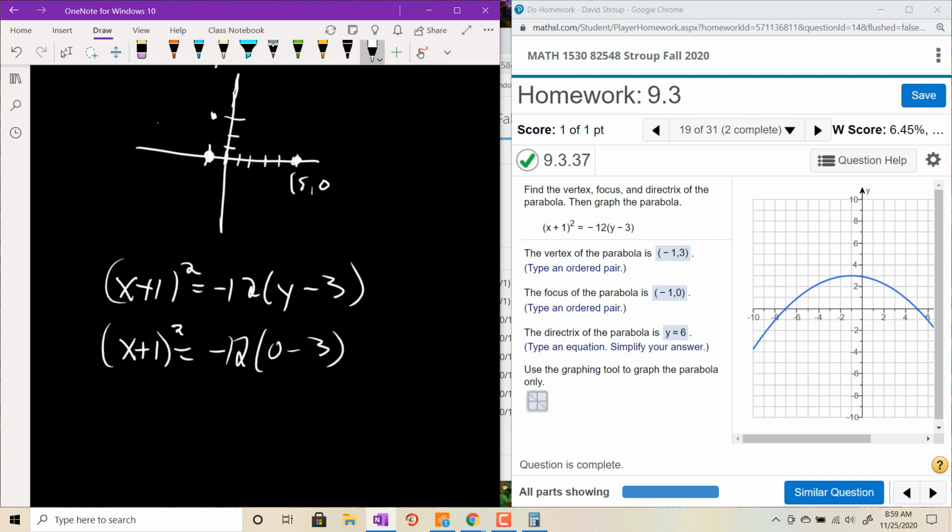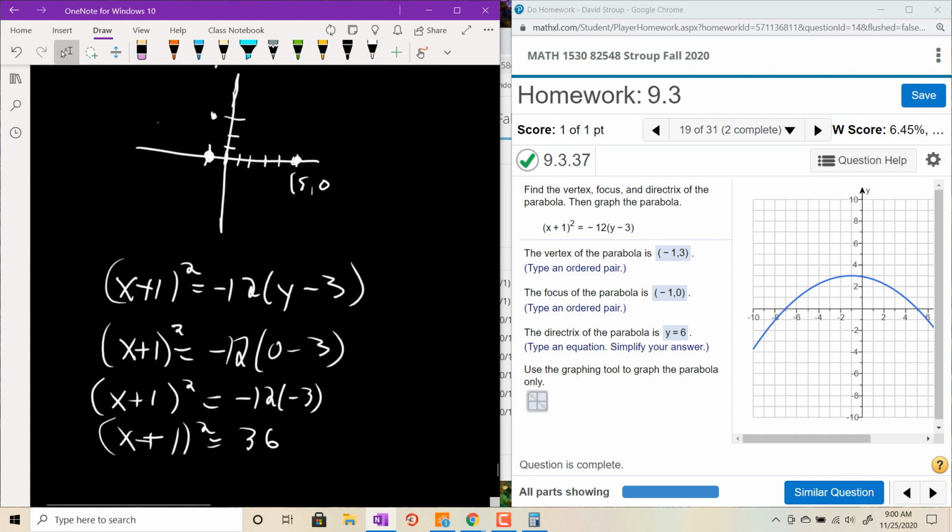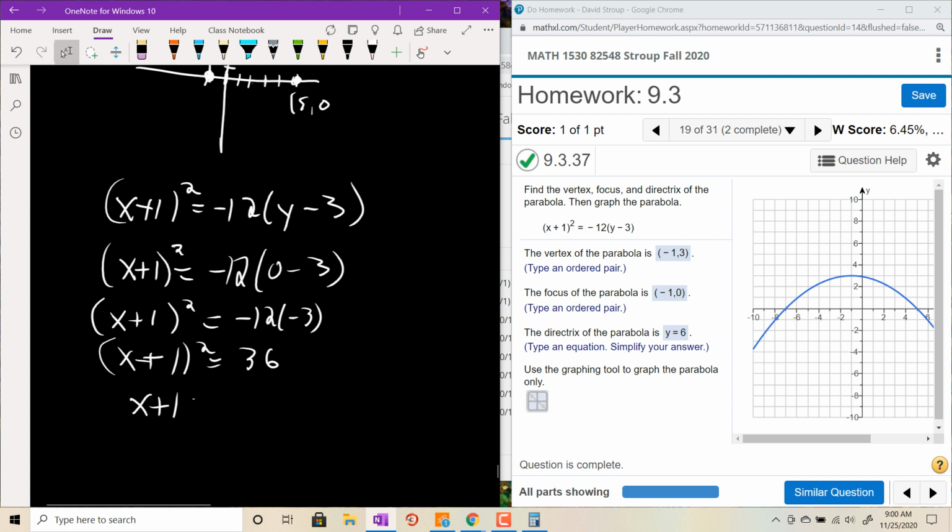Right, and then the problem with this way is you have to use the square root property. So this will be negative 12 times negative 3. (x + 1) squared is 36. And then the square root property says x plus 1 equals plus or minus the square root of 36, which is plus or minus 6. So x equals -1 plus 6, which is the 5 that I plotted, or x equals -1 minus 6, which is -7. So you would have 2 points you could use.